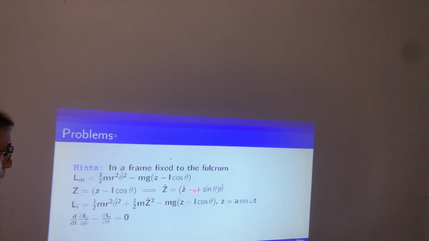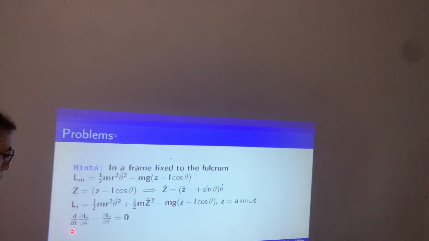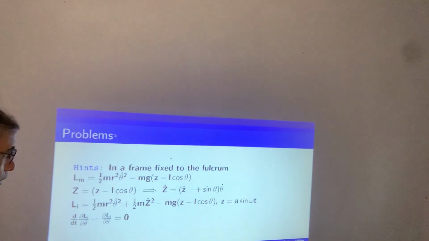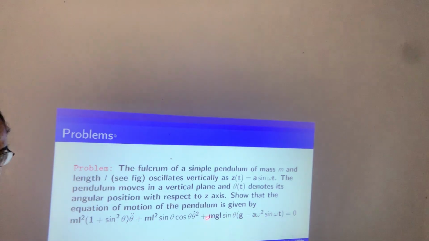So Z dot square, I am not writing the full form of Z dot square. You have to write down Z dot square also, and then take the total derivative, and then you should get this answer. Try it out yourself, it's not difficult.